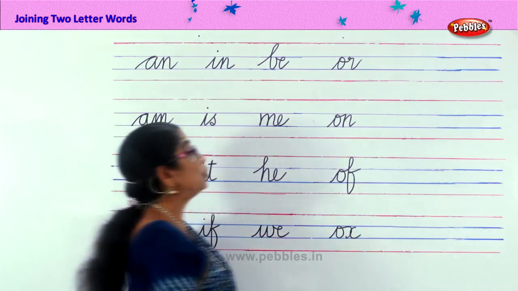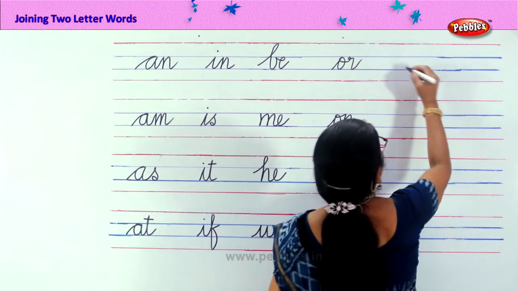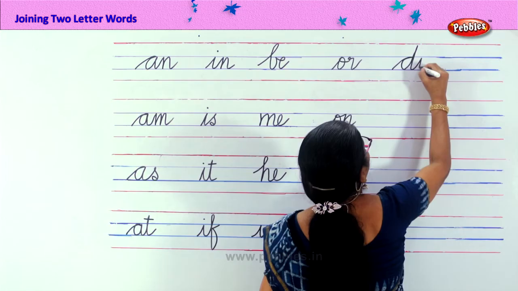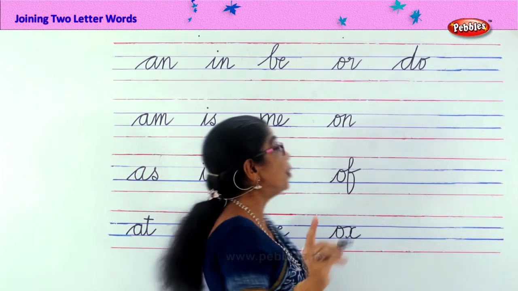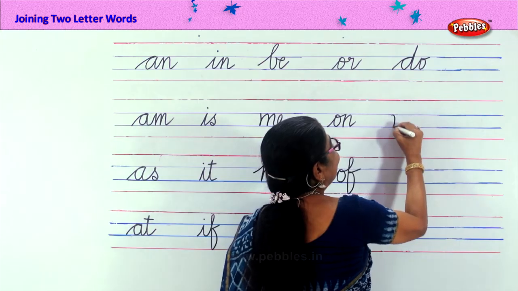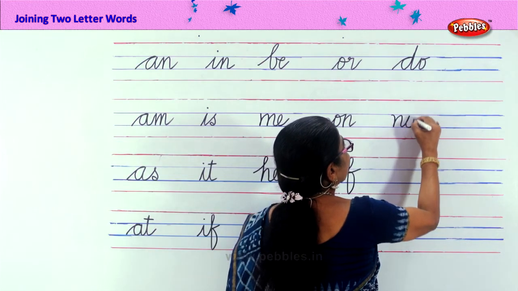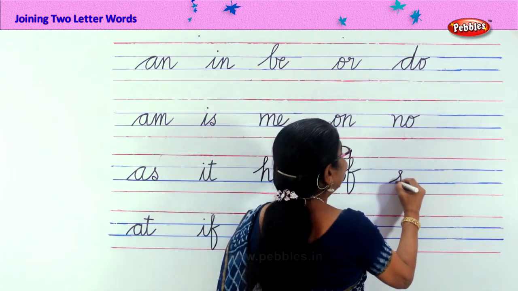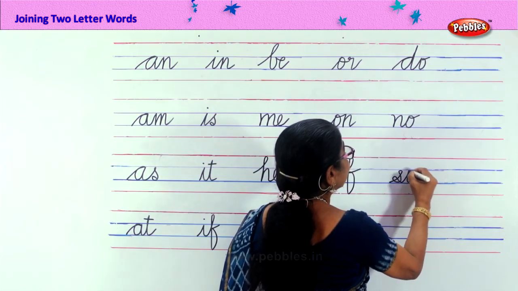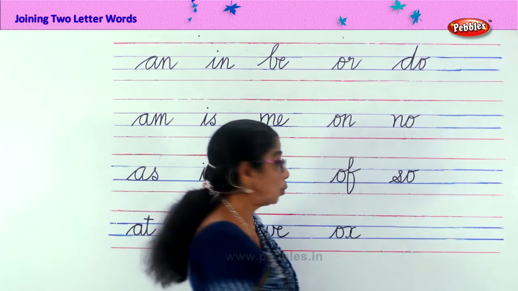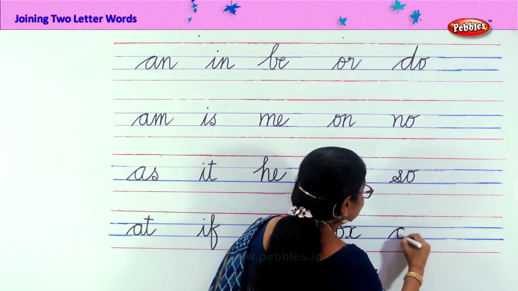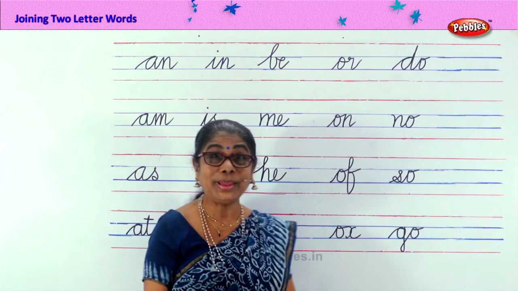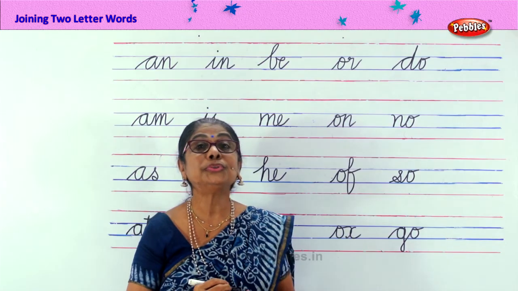Now let's write O, D-O, do. D, do. No. N, no. So. S, so. Go. G, O, go. So we learn to join two small letters.